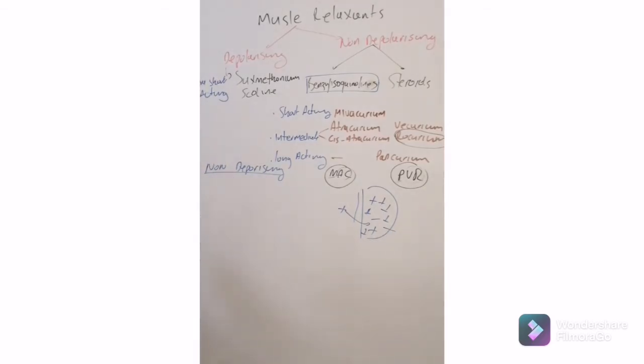So the non-depolarizing agents, remember the structure: you've got a neuron, an end plate, a muscle, and receptors there. That's why the neuromuscular junction was very important to talk about. You've got your presynaptic neuron, your synaptic cleft, and your muscle.